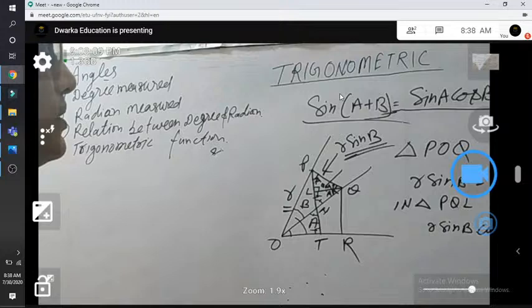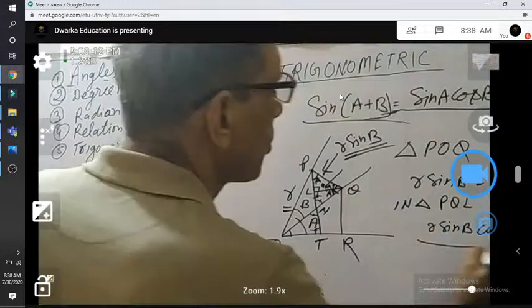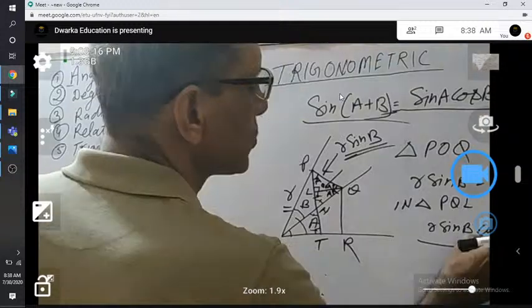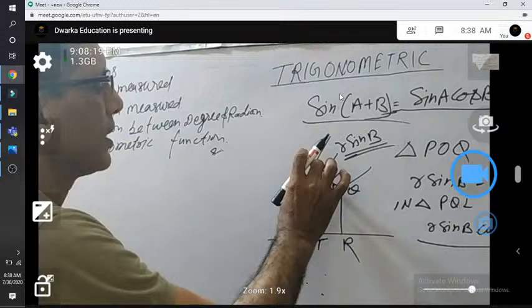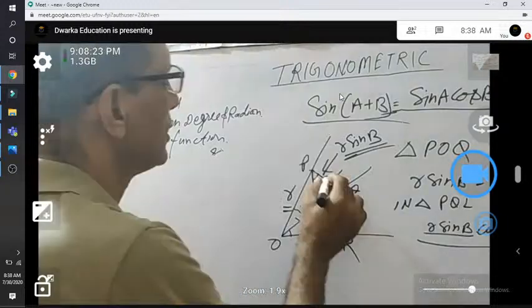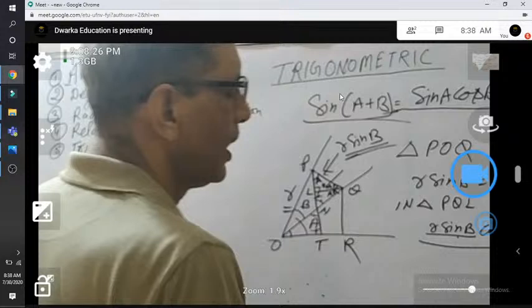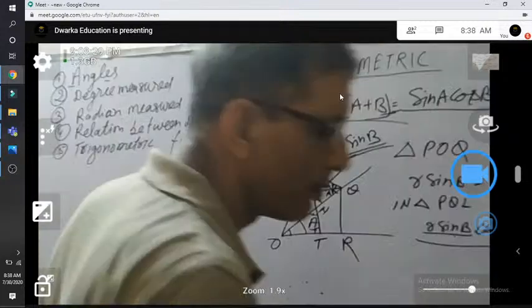This is the first property: R into cos theta is equal to base. You know that R into cos theta is equal to base. R is this diagonal of PQ, and so this diagonal into cos theta is equal to PL, the base of this triangle.